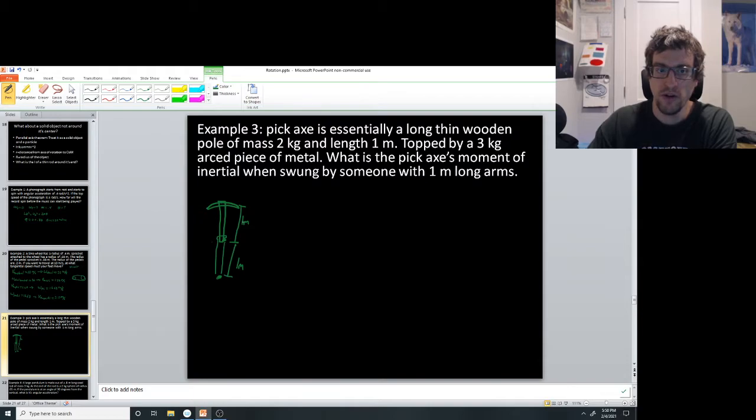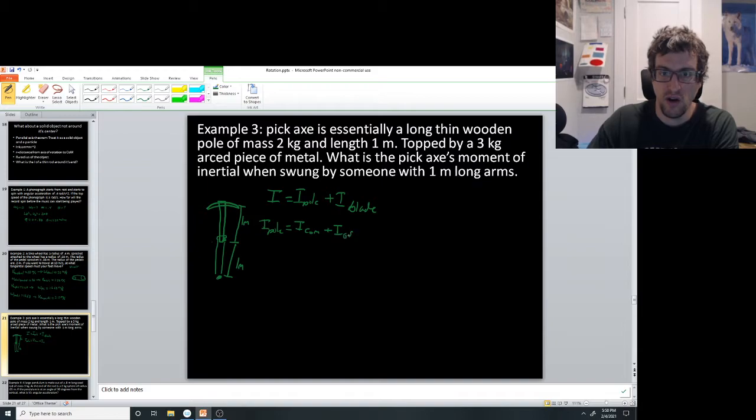So, when you do the moment of inertia, it's going to be the I of the pole plus the I of the metal thing, the blade. We'll call it blade. I of the pole is made up of I center of mass plus I offset, right? We talked about this offset thing, which for a pole is 1/12 ML squared plus the offset, which is M r squared. So what is r?